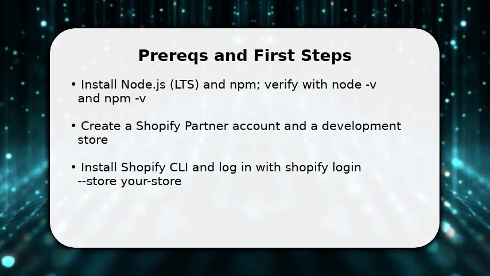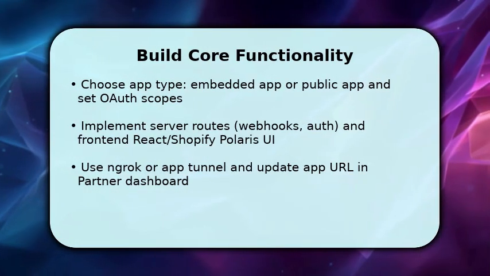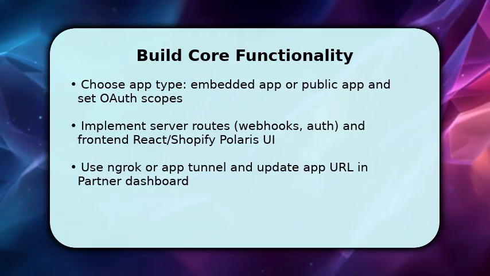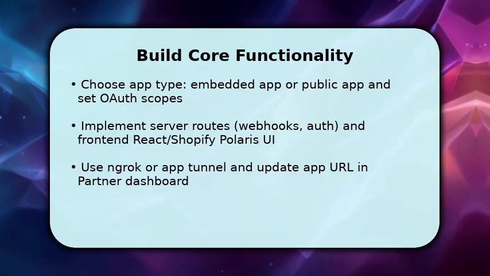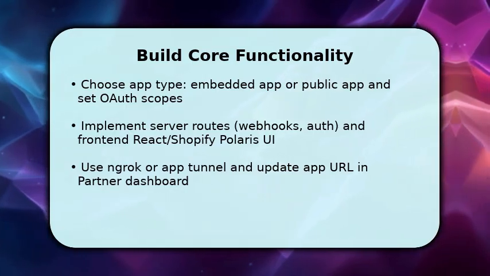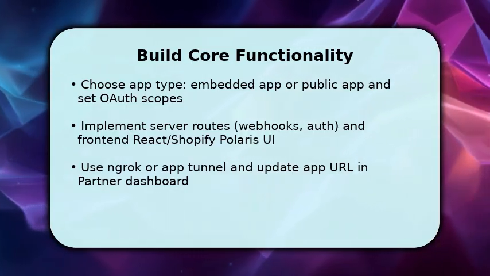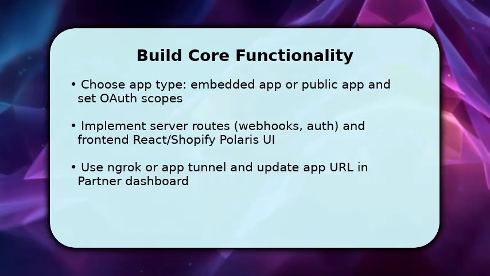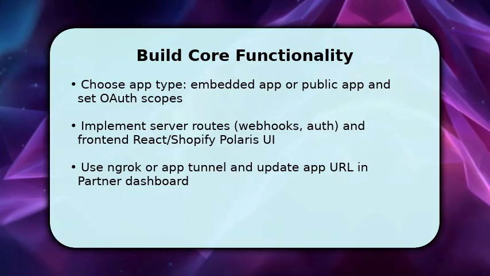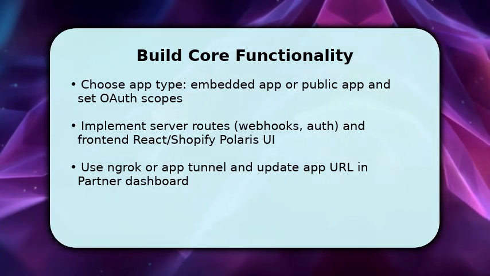Now you build the middle. Implement OAuth and required scopes so your app gets needed permissions. This prevents surprises during install. Once authorized, wire server routes for webhooks and API proxies. Webhooks keep your app in sync. Develop the front end with Polaris components for consistent UX and connect to the backend via secure API calls.